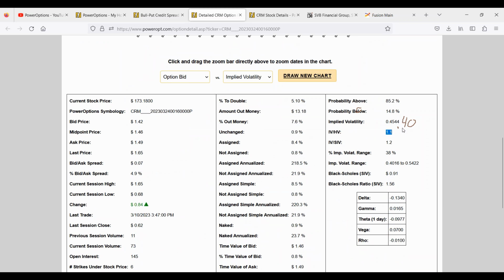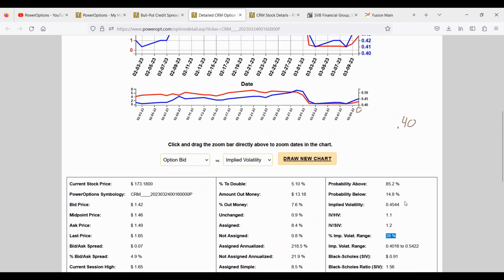0.4544. Has an IV/HV ratio of 1.1. The implied volatility of the option itself is 10% higher than the 50-day volatility of the stock, is essentially what we're looking at here. SIV was on the other page, the stock research page. That's the average implied volatility across all in the money and out of the money options as well. And as you can see here, over the life of the option, it's only moved from 0.40 to 0.5422. So we're only at the 38th percentile of the total implied volatility.